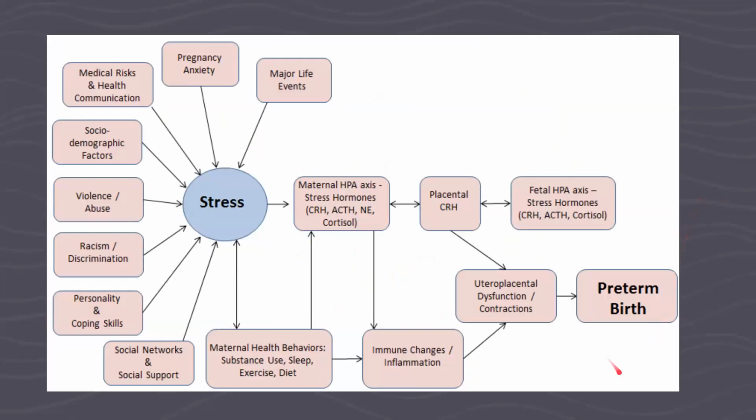So at this point, you should be able to understand why any kind of maternal stress, also fetal stress, but any kind of maternal stress, is going to increase the placental CRH, which stimulates the fetal HPA axis, but also increase contractility, increase inflammation. And then we should have another little arrow there, and increase preterm birth.